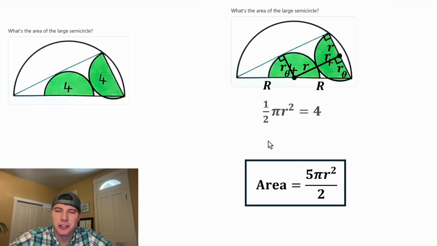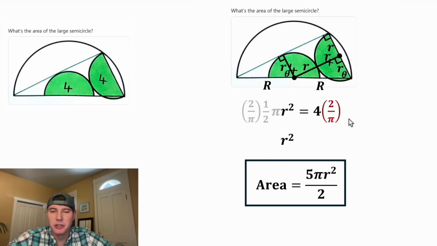And as we mentioned earlier, we know how to solve for this R. So it ends up we are going to need to find this R. Let's multiply both sides of the equation by 2 over pi. On the left-hand side, all of this will cancel out. So we're left with R squared. And then on the right-hand side, 4 times 2 is 8, so we have 8 over pi.